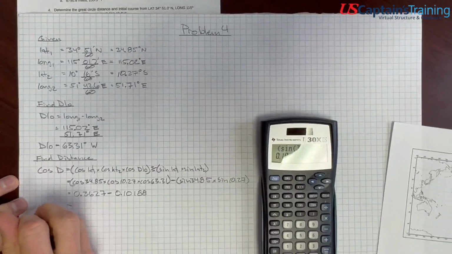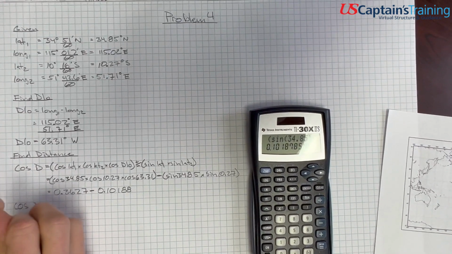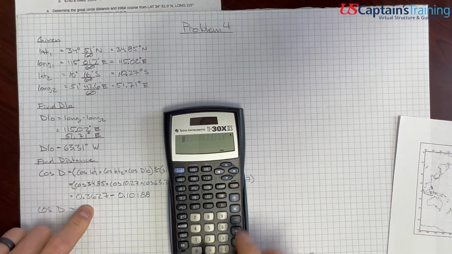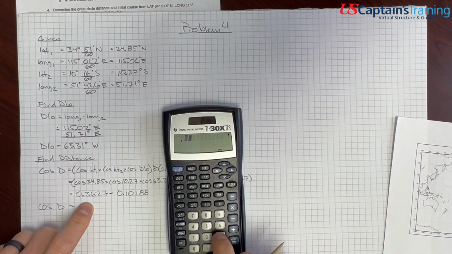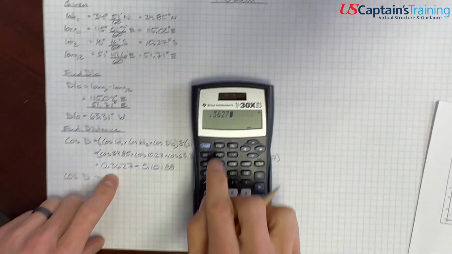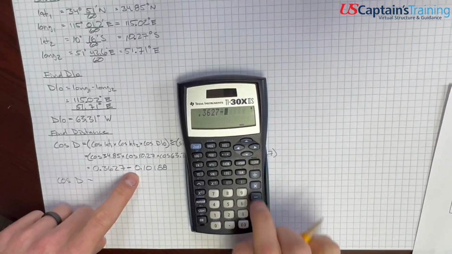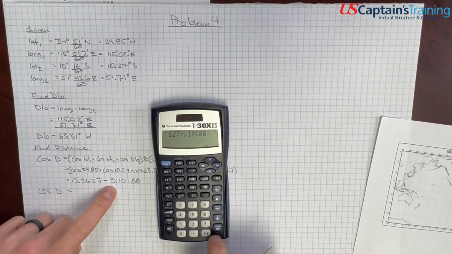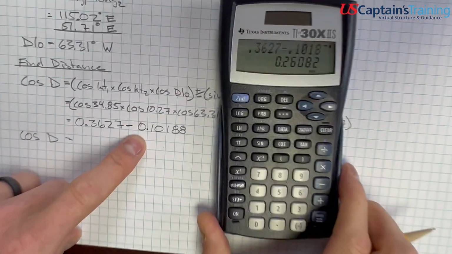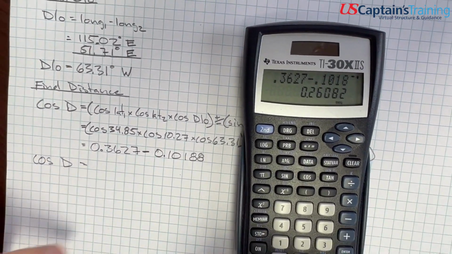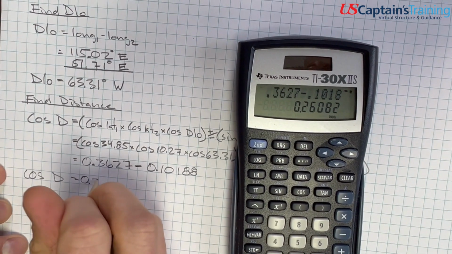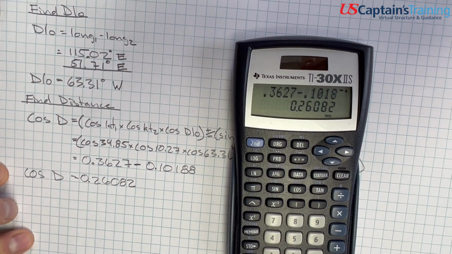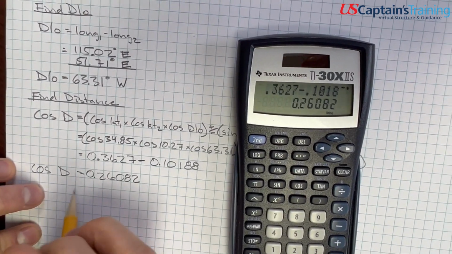And so our cosine distance is going to be equal to this number. So 0.3627 minus 0.10188 equals 0.26082. Now we need to find the distance.